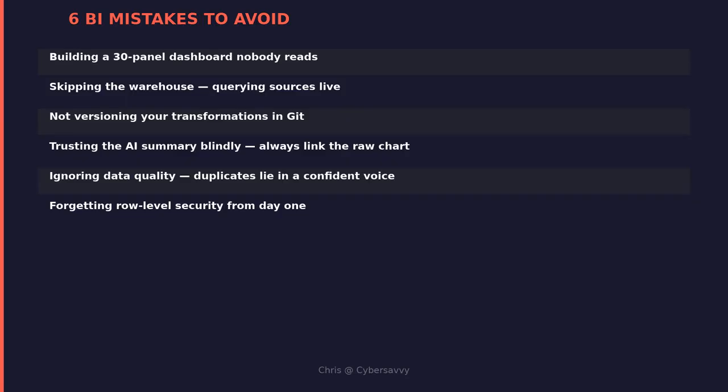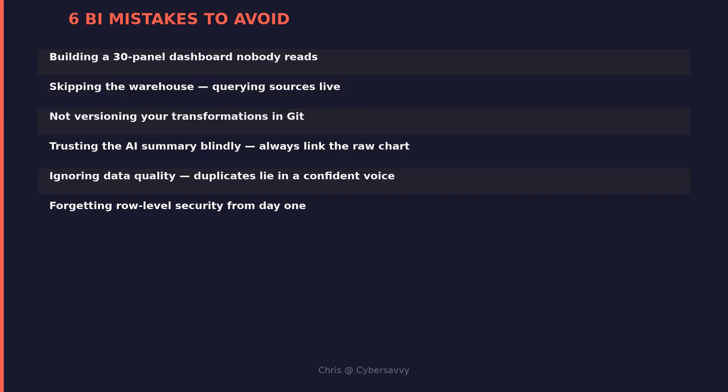Mistake 3, not versioning your transformations. The day you change the definition of revenue from gross to net and forget to tell anyone is the day your dashboard becomes a liability. Use dbt, or at minimum, check your SQL into a Git repo. Mistake 4, trusting the AI summary blindly. Always include a link to the raw chart underneath the AI-generated text. The AI is great at summarizing, but you still need to be able to verify.